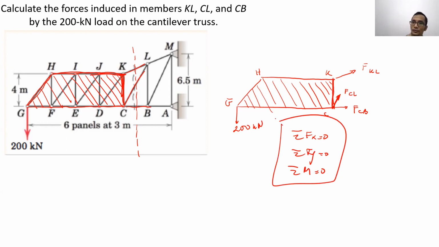Okay, can we solve for those 3 unknowns, Amadea? Yeah, I think so. We can solve for those 3 unknowns using these 3 equations. That's how we solve the truss case with method of section.